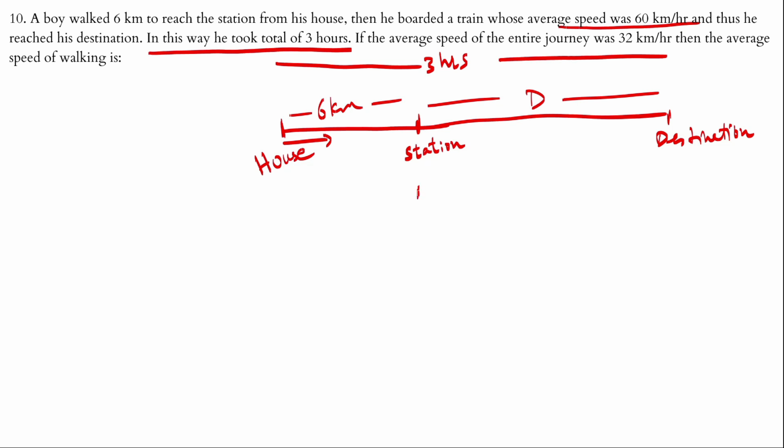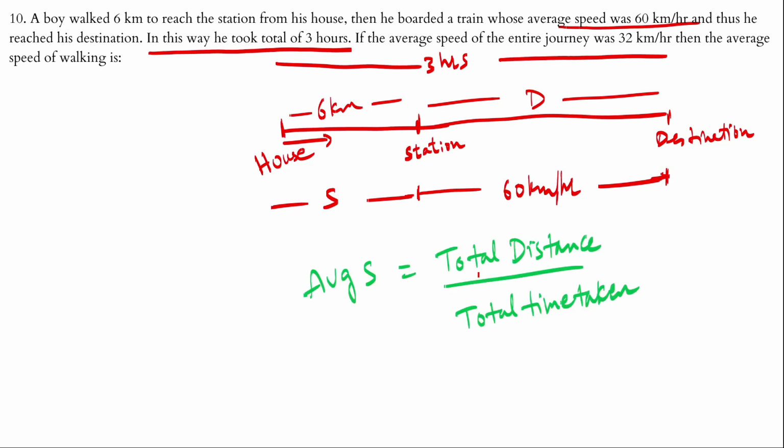And the average speed of the train is 60 kilometers per hour. So from here he boarded the train, with an average speed of 60 kilometers per hour till he reached the destination. For walking we do not know the speed, let it be s.